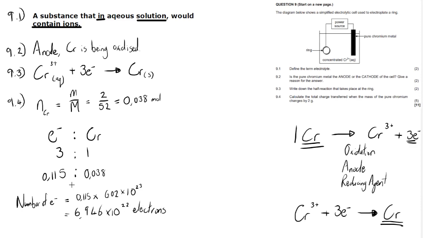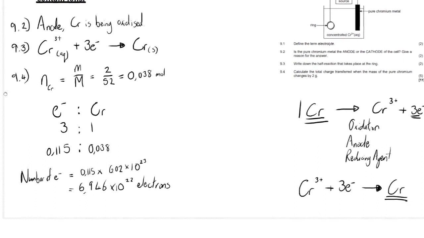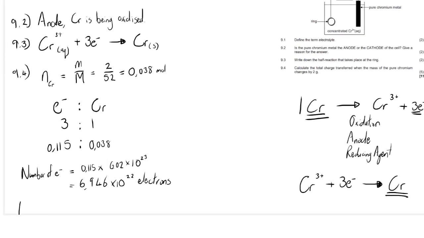Okay, so how much charge is that? How much charge is on one electron? And so the total charge is going to be the charge on an electron multiplied by the number of electrons. So the total charge is going to be this amount of electrons, 6.946 times 10 to the power of 22, multiplied by the elemental charge. And the elemental charge will be 1.6 times 10 to the power of negative 19.